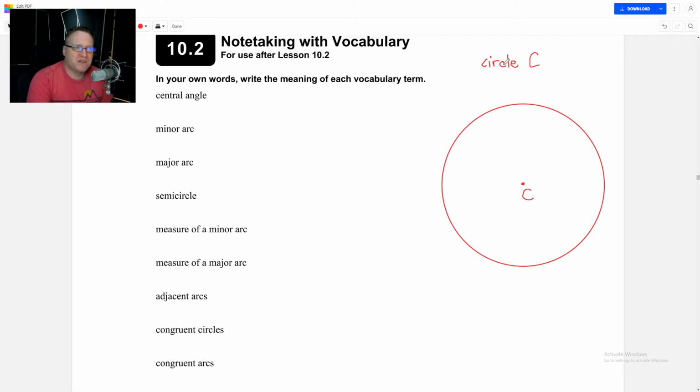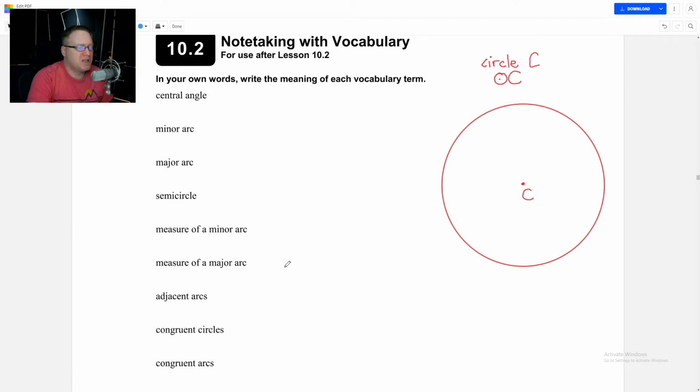Or sometimes instead of writing the word circle, we draw a circle with a dot in it, and then next to it we write C. And we say this is called circle C. So this is the name of the circle. All right, and today what we're going to talk about, parts of a circle, a piece of the circle.